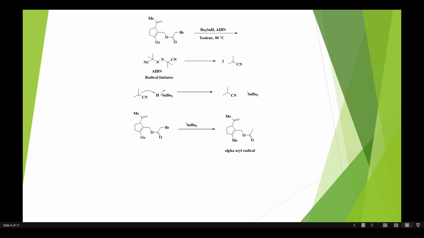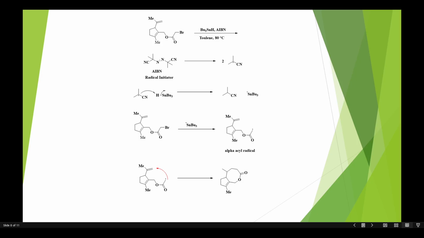It reacts with which double bond? This one or this one? The actual product we are seeing, I will show you. This double bond. Yeah, you will get it here.